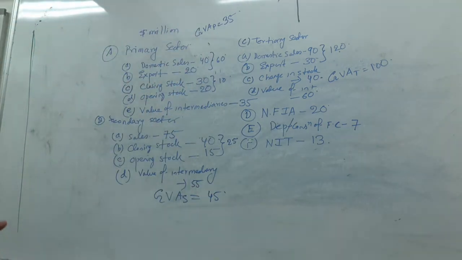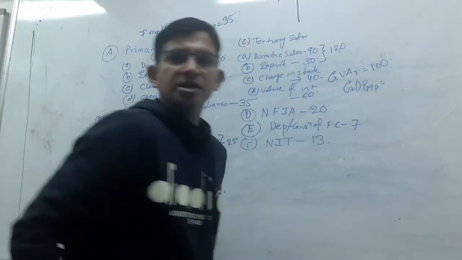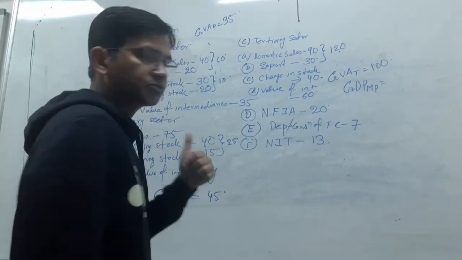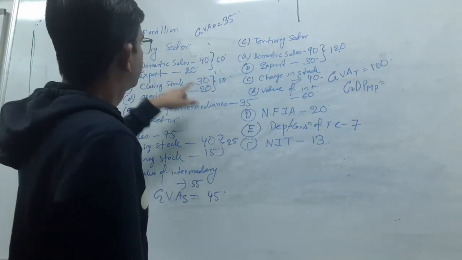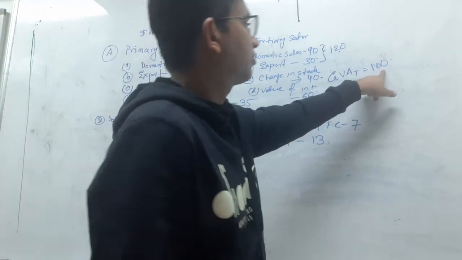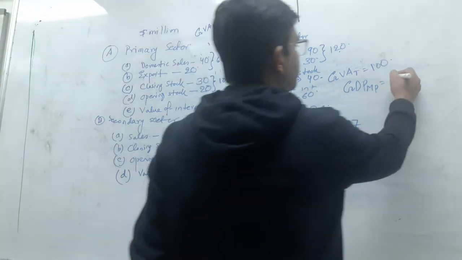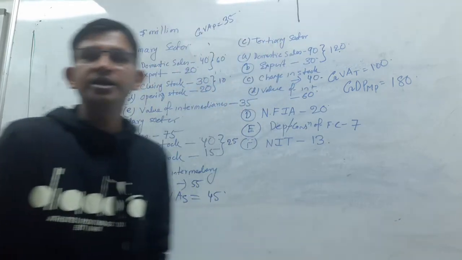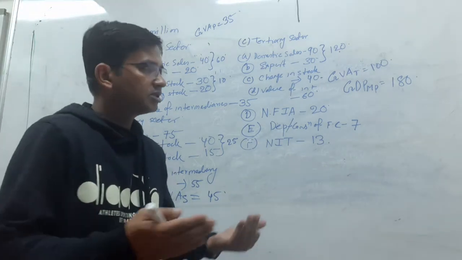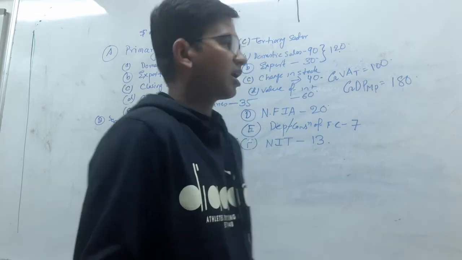So what will be the GDPMP? In this case GDPMP will be the gross value added in the primary sector plus the gross value added in the secondary sector plus the gross value added in the tertiary sector. So 35 plus 45 equals 80, 80 plus 100 equals 180, which is the gross value added at market price, or the gross value added of the country, meaning the gross domestic product. So GDPMP will be equal to 180.